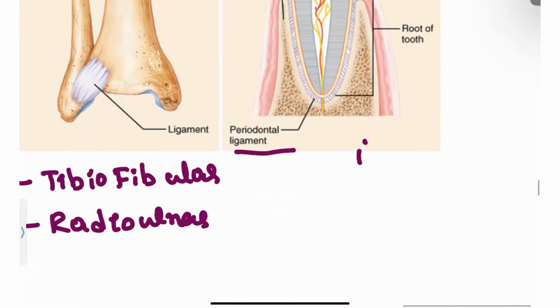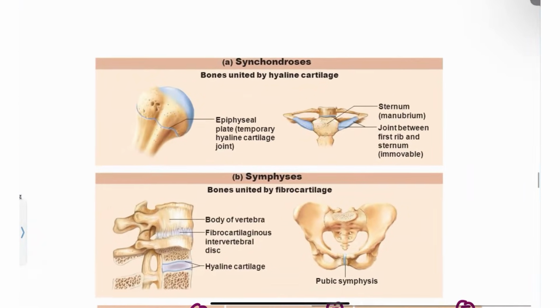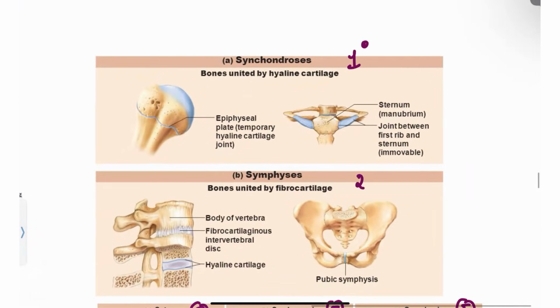The root of the tooth is mainly a gomphosis. No movement. If you observe, you can't see movement of the sutures, of the radioulnar or tibiofibular joints, and also the tooth root you can't see moving. Next, cartilaginous joints. This is the primary cartilaginous joint and this is the secondary cartilaginous joint. Primary cartilaginous joints are united by hyaline cartilage, whereas the symphysis, or secondary cartilaginous joint, is connected by fibrocartilage.